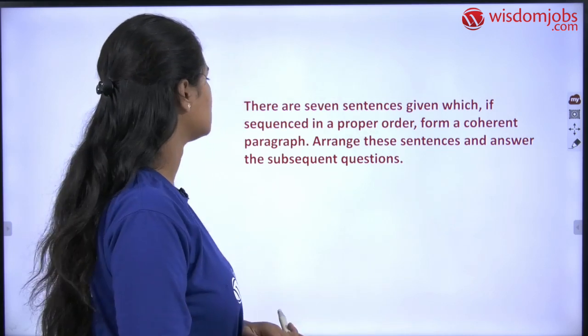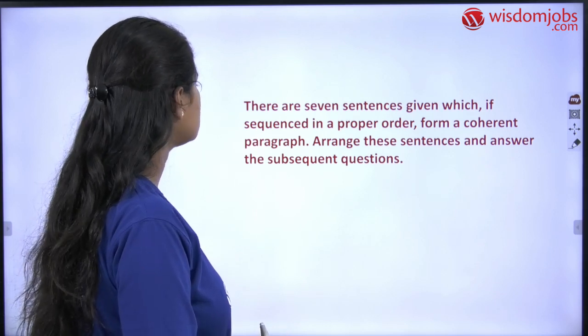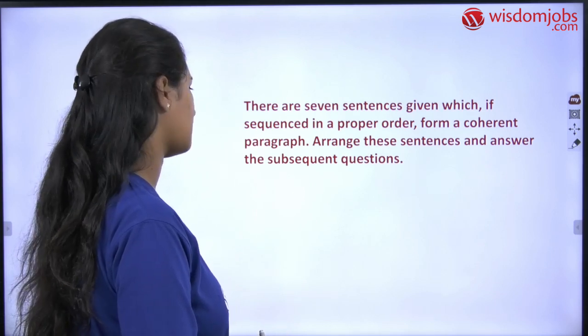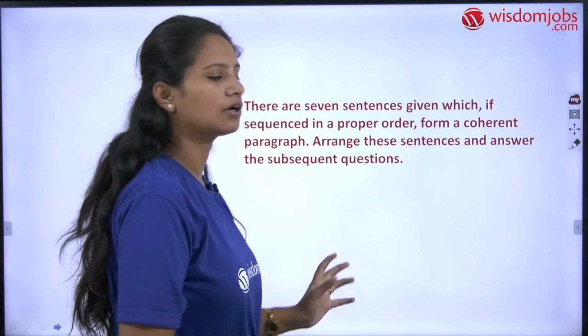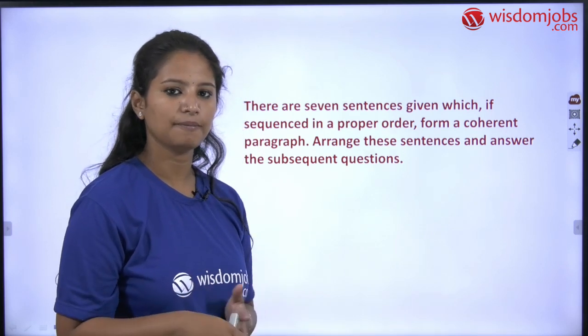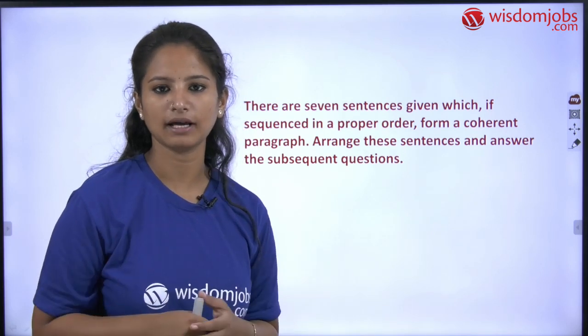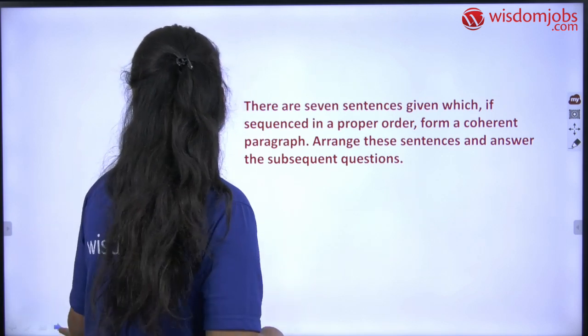Now let us go to the other sentences. There are 7 sentences given which, if sequenced in a proper order, form a coherent paragraph. Arrange these sentences and answer the subsequent questions. Here also 7 sentences are given. So if you arrange them in a proper manner, they form a proper paragraph. So let us find out how to solve it.